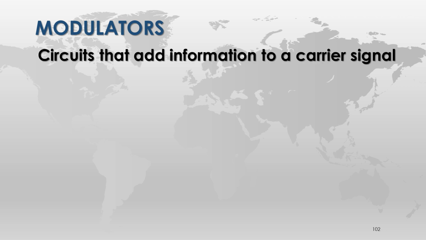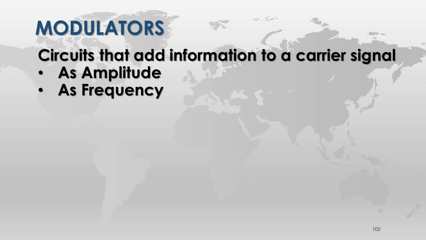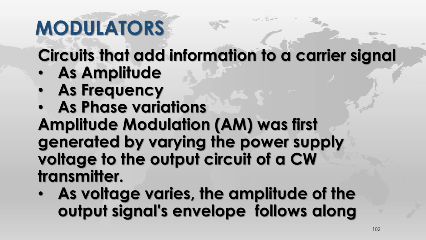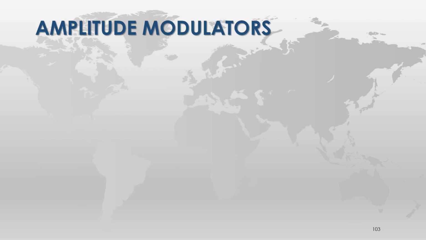Modulators. A circuit that adds the information to a carrier signal, because to modulate, that's how we get the information we want to send, right? It could be the amplitude. What else might it be? The frequency, maybe? What about the phase? Amplitude modulation was first generated by varying the power supply voltage to the output circuit of a CW transmitter. And as the voltage varies, the amplitude of the output signal's envelope follows along. But none of that was yellow, so don't worry about it.